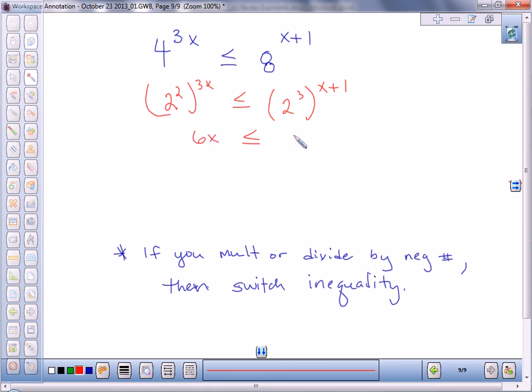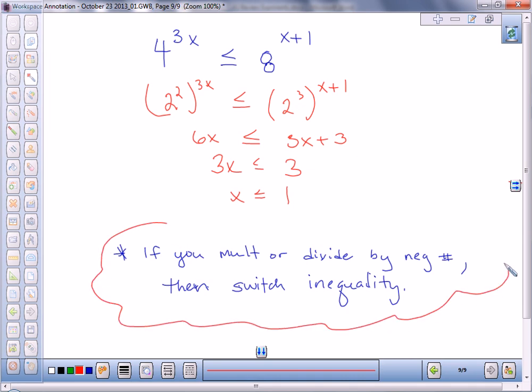Now, the only change would be here. If you multiply or divide by a negative number, then you must switch the inequality. Hasn't that always been the rule? That has always been the rule. I just don't want you to forget that rule.